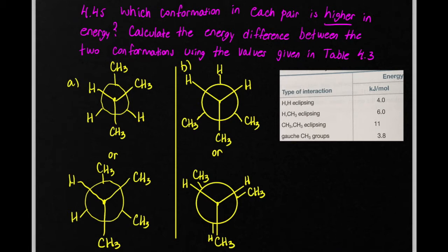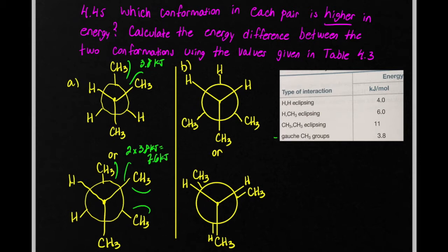So what you want to do is identify sources of strain. Now we have a methyl group here bumping into another methyl group here, and that's called a gauche interaction. And then we have a gauche interaction here, and we have a gauche interaction here. There's no other sources of strain in these two conformations shown in part A. So to calculate that, there's 3.8 kilojoules per mole of strain right here, and there's twice that here.